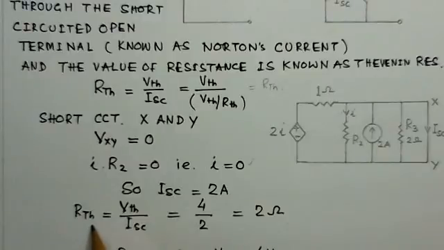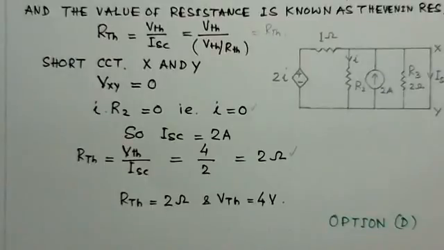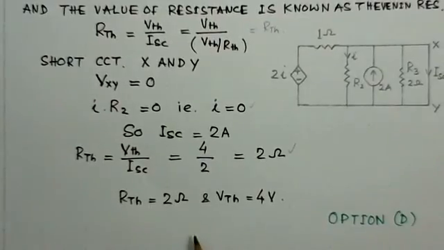Now R Thevenin is equal to V Thevenin by ISC. V Thevenin is already known to me. ISC is 2 amperes, so it comes to be 2 ohms. So we have determined that R Thevenin is 2 ohms and V Thevenin is 4 volts. So this is option D in this problem.